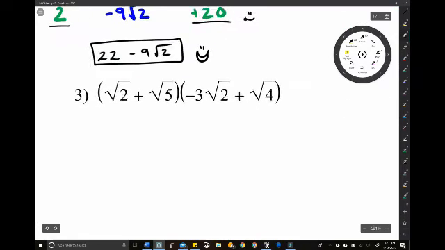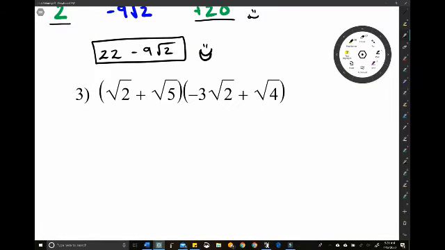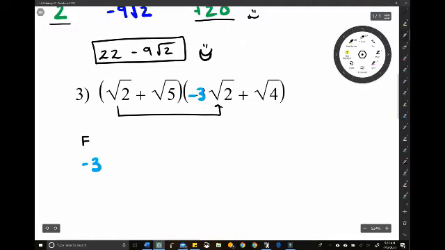Number 3, a little bit more with this one. Okay, let's take care of the firsts. Square root of 2 times negative 3 square root of 2. Remember, the negative 3 is not a square root, so it's going to be out front. The square root of 2 times the square root of 2 would be the square root of 4. Okay, I would leave it like that for right now.